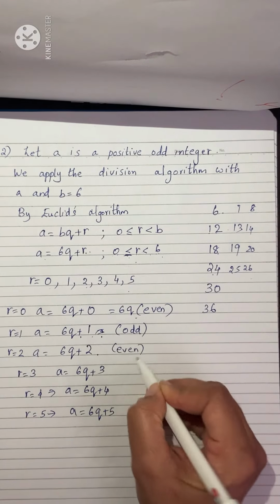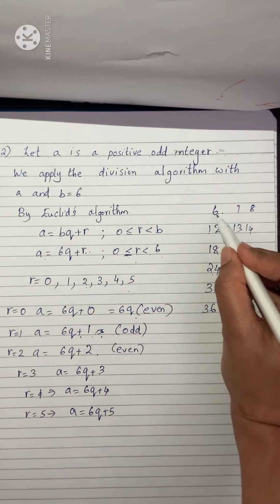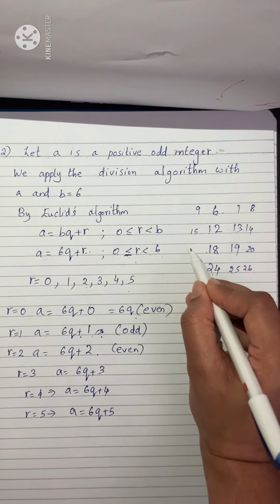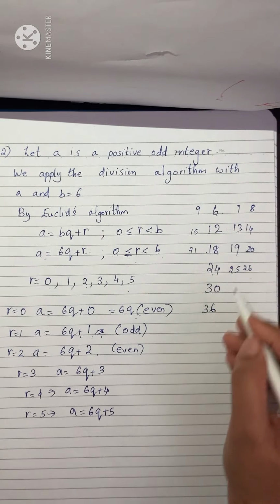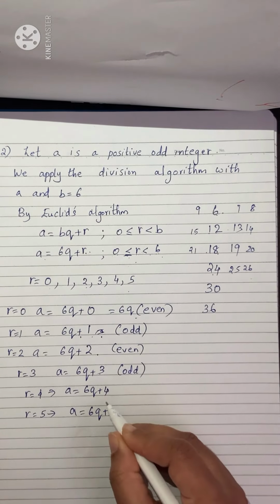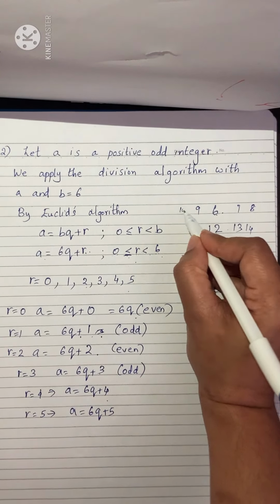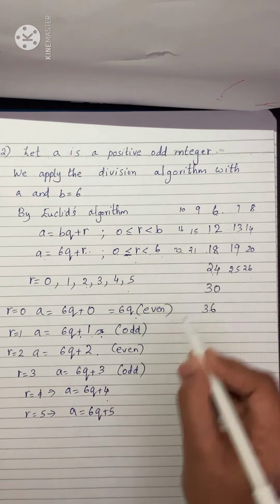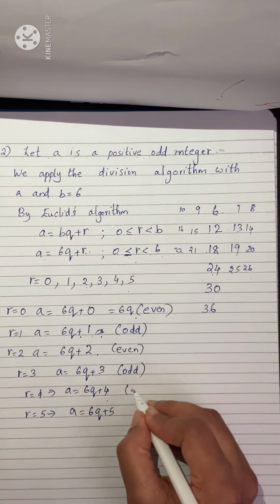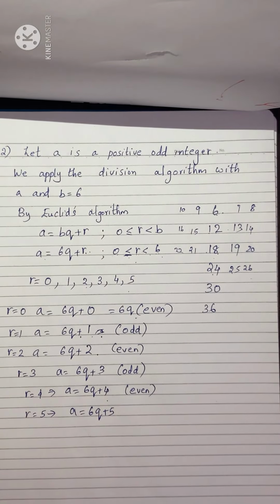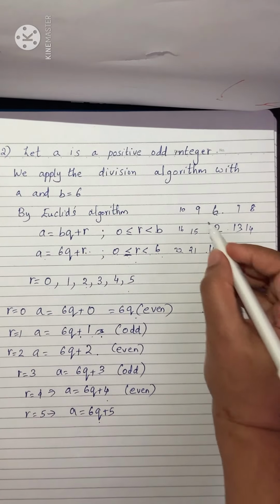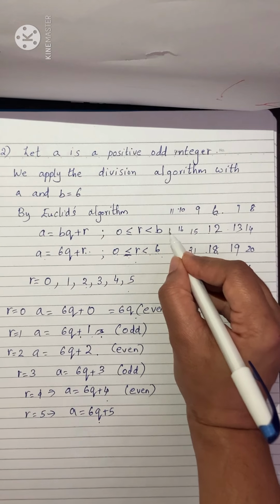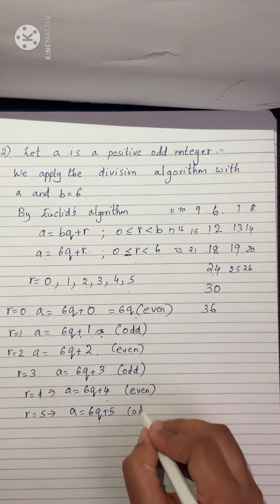So this is even. 6q plus 3. 6 plus 3 is 9. 12 plus 3, 15. 18 plus 3 is 21. So these numbers are odd. 6q plus 4. 6 plus 4, 10. 12 plus 4, 16. 18 plus 4, 22. So 6q plus 4 means it is even. 6q plus 5. 6 plus 5, 11. 12 plus 5, 17. So these numbers are odd.